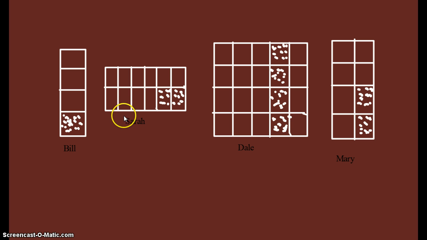Now, Sarah, she said that she has the greatest fractional part in polka dots. We need to put the students' patches in order from the smallest fractional part of polka dots to the largest fractional part of polka dots. So what we need to do is determine what fractional part each patch is polka dots. Now, when we look at Bill's here, we need to come up with his denominator.